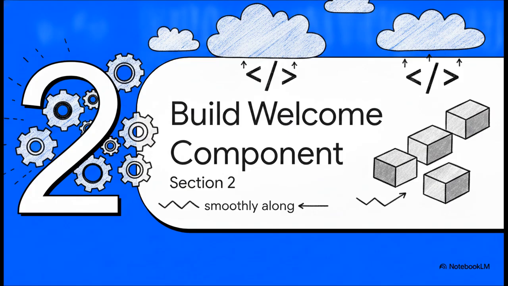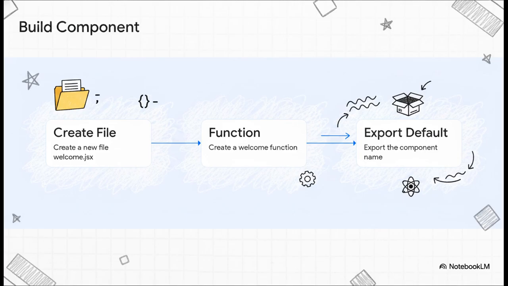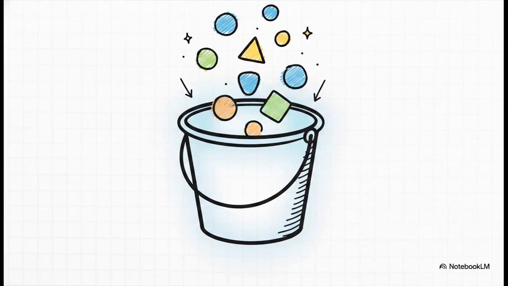Okay, moving right along to Section 2, Building the Welcome Component. To really see how this works, we need to get our hands dirty and build a simple component. First up, we create a brand new file and name it welcome.jsx. Next, inside that file, we're going to create a function, and we'll just go ahead and call it welcome. And finally, we absolutely cannot forget to use export default along with the component name right at the bottom of the file. This basically just packages up our code so the rest of our application actually has permission to use it. If you're a complete beginner, just know this is the standard skeleton for pretty much everything you're ever going to build in React.